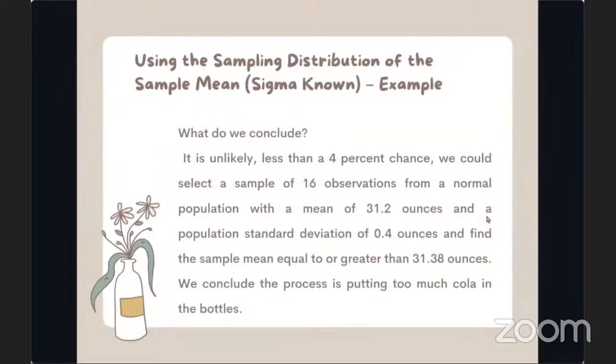Next, using the sampling distribution of the sample mean, sigma known example. What do we conclude? It is unlikely, less than a 4% chance, that we could select a sample of 16 observations from a normal population with a mean of 31.2 ounces and population standard deviation of 0.4 ounce and find the sample mean equal to or greater than 31.38 ounces. Then we conclude the process is putting too much cola in the bottle.